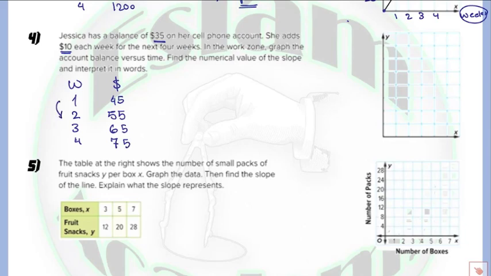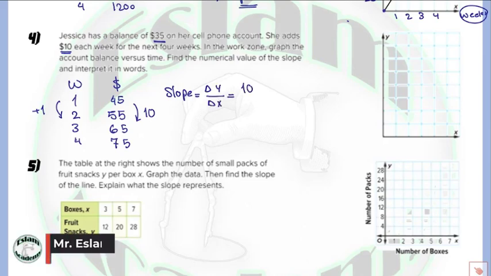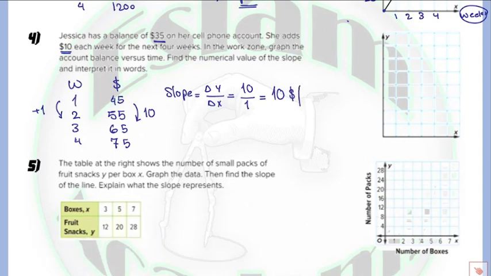Now the change of x is equal to 1, and the change of y is equal to 10. So the slope or the rate of change equals the change of y over the change of x. The change of y is 10 and the change of x is 1. So it will equal 10. Y here represents the amount of dollars and x represents the number of weeks. So it will be $10 per week.